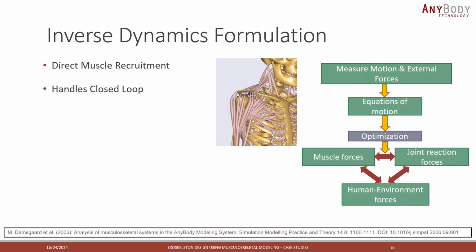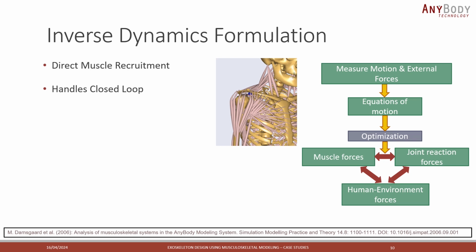Next, we will look at the inverse dynamics formulation. So, after we get the motion data and the external forces acting on the human model, we can write all the equations of the motion. Then we have the unknown muscle forces and we have the problem of muscle redundancy. This means that the human body has too many muscles to solve the equations of motion analytically.